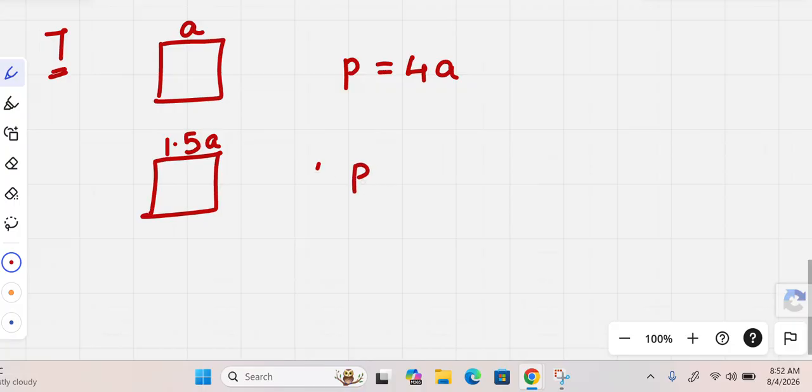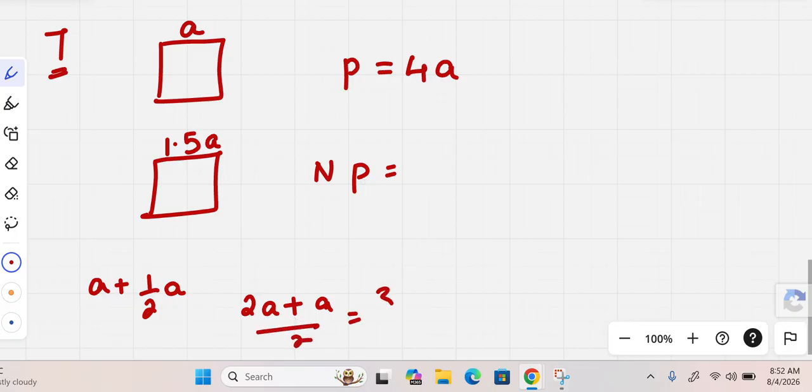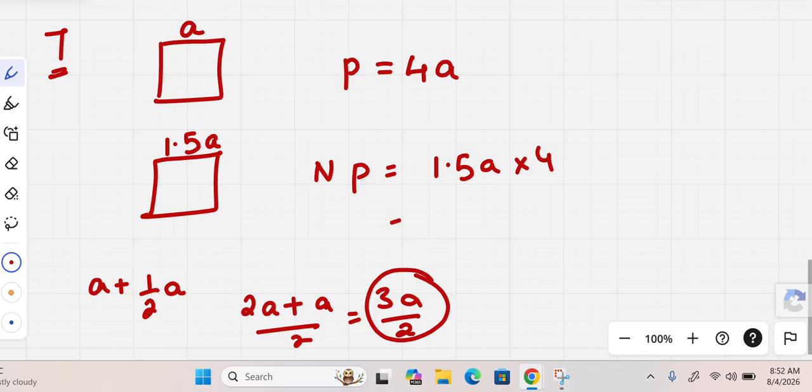The new perimeter will be 2A plus A by 2, which is 3A by 2. You can take this also. This is the side. Now the new perimeter will be 1.5A into 4, which is 6A. So the new perimeter is increased by 50%.